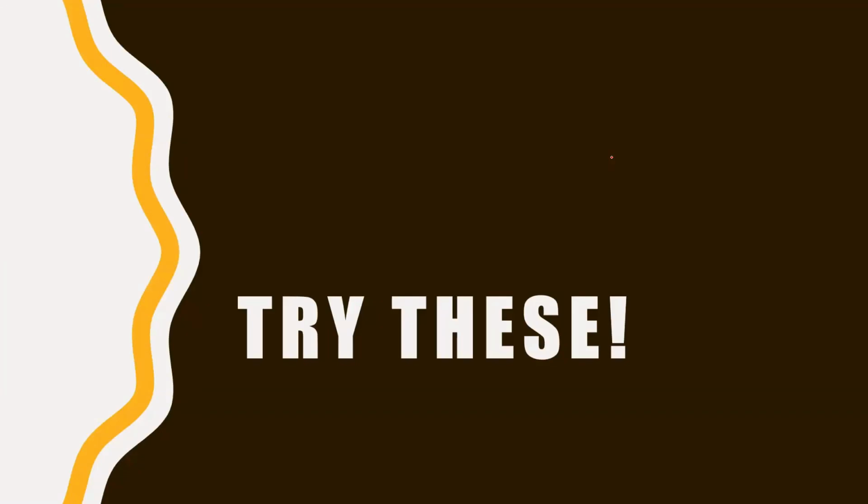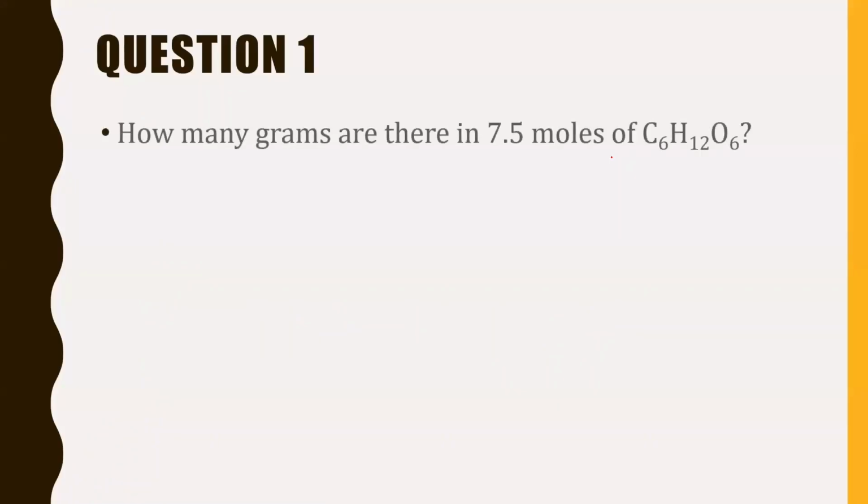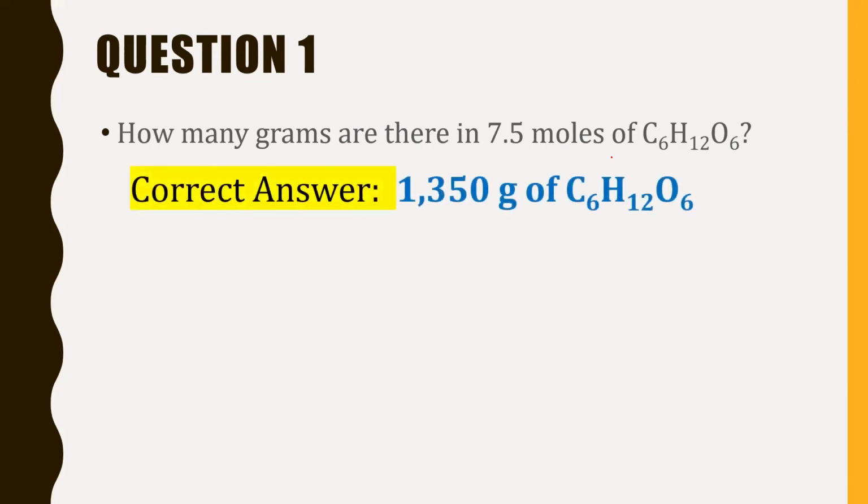Now, you have to try these two problems on your own. And let's check whether you can arrive at the final answer. First question. How many grams are there in 7.5 moles of C6H12O6 sugar? Okay, the correct answer is 1,350 grams sugar. How did we arrive at that final answer?